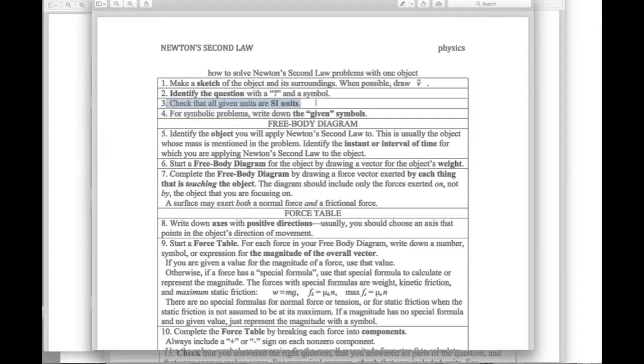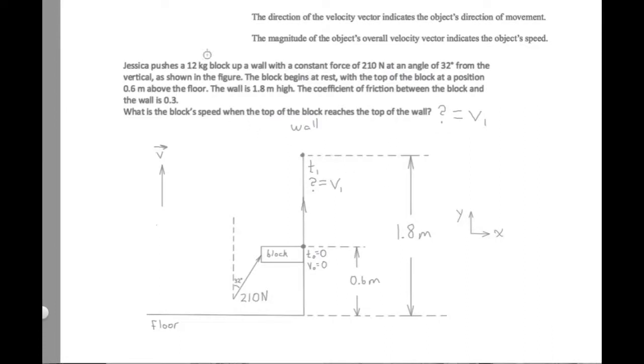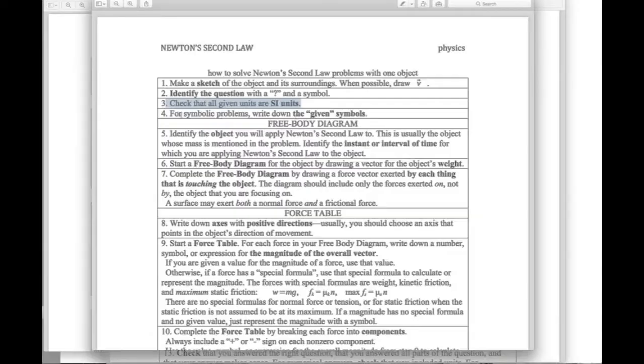Let's check that the given units are SI units. Kilograms are SI units for mass, newtons are SI units for force, meters are SI units for distances. Here's another SI units of meters. It looks like everything is in SI units, so that's good. This step is not applicable because we're working on a numeric problem.